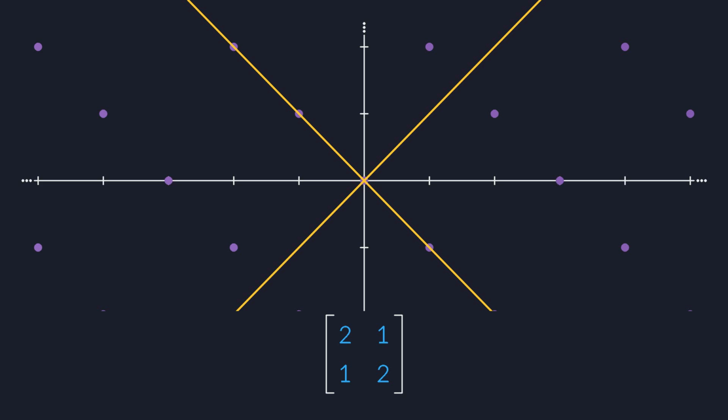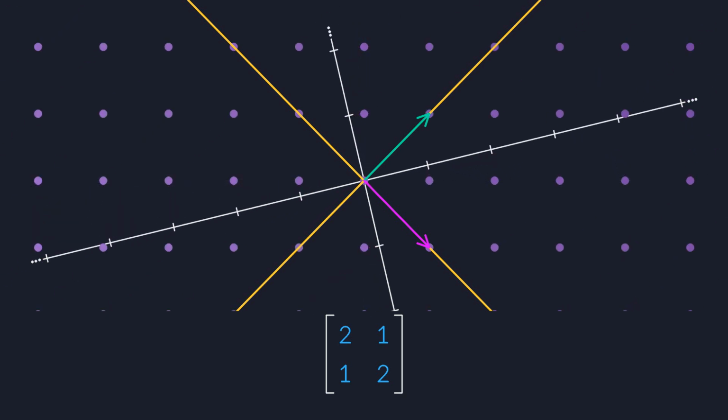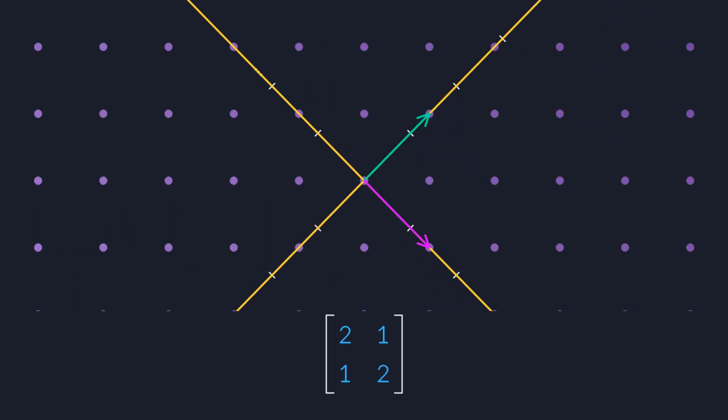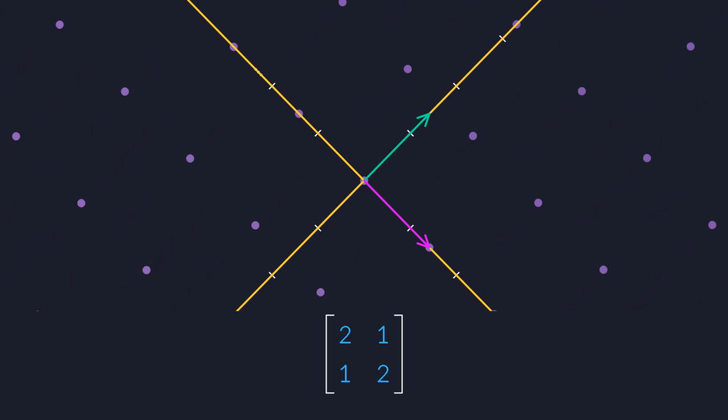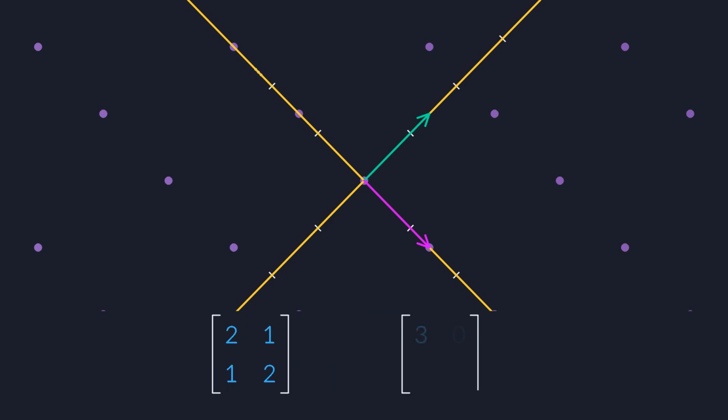So the key observation is that we should change our basis. Our new basis vectors should be a pair of eigenvectors, one coming from each eigenline. In this new basis, everything along the first axis becomes a pure scaling by a factor of 3, and everything along the second axis becomes a pure scaling by a factor of 1. There are no more cross terms or interference between the axes. They are completely decoupled. And so in this new basis, our matrix becomes diagonal. This new basis is called the eigenbasis.